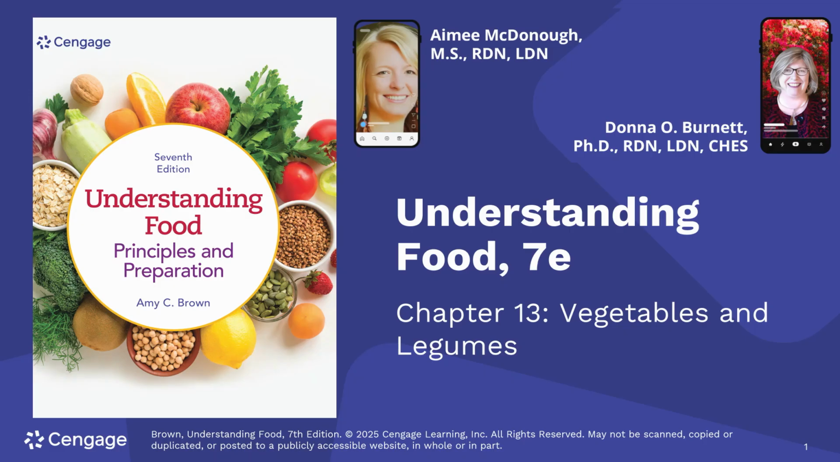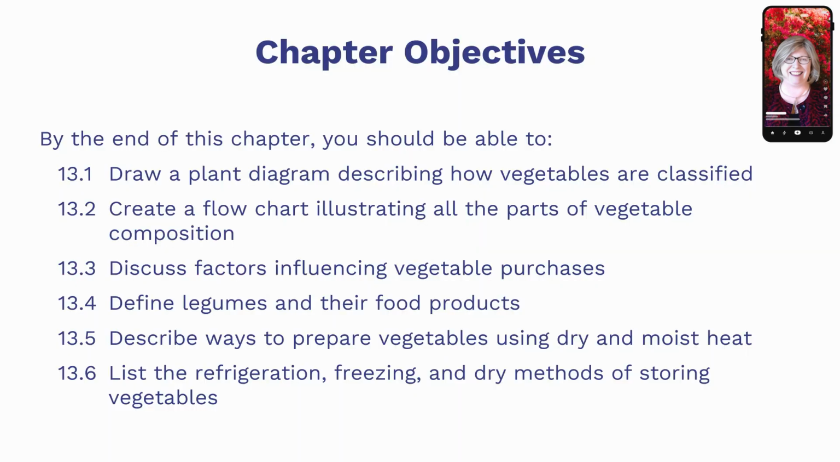In this lesson, we will learn about vegetables and legumes. Let's get started. By the end of this chapter, you should be able to draw a plant diagram describing how vegetables are classified, create a flow chart illustrating all the parts of vegetable composition, discuss factors influencing vegetable purchases, define legumes and their food products, describe ways to prepare vegetables using dry and moist heat, and list the refrigeration, freezing, and dry methods of storing vegetables.